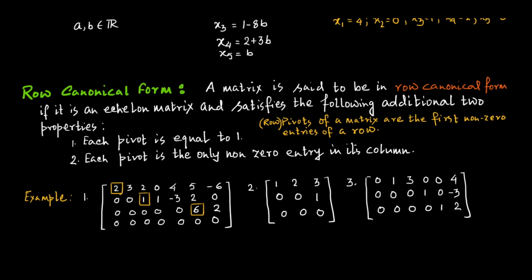Now the question is, is it in row canonical form? In row canonical form, we have two requirements as you can see above. Each pivot is equal to 1. So in the first requirement, it fails. So this is only an echelon matrix, not a matrix in row canonical form.